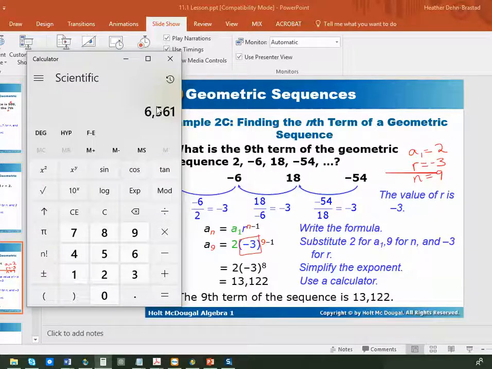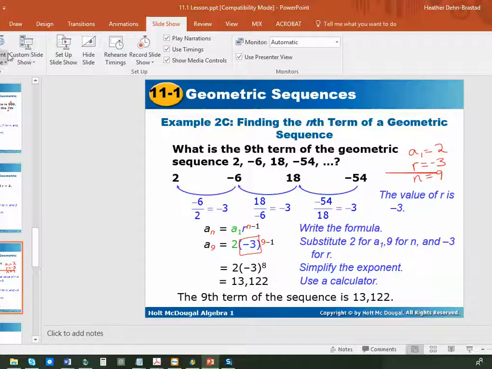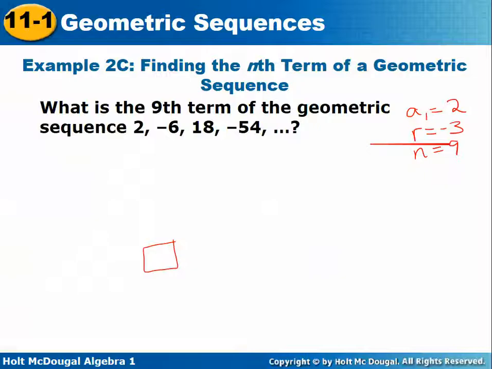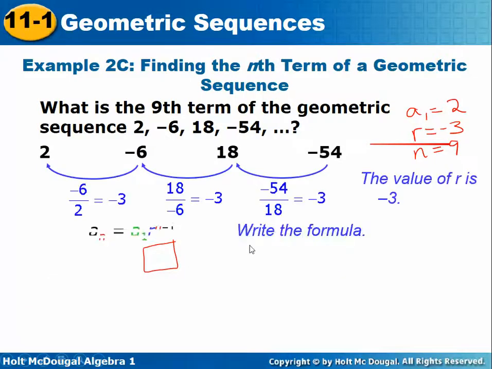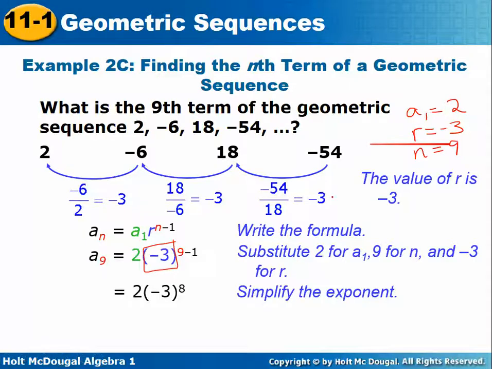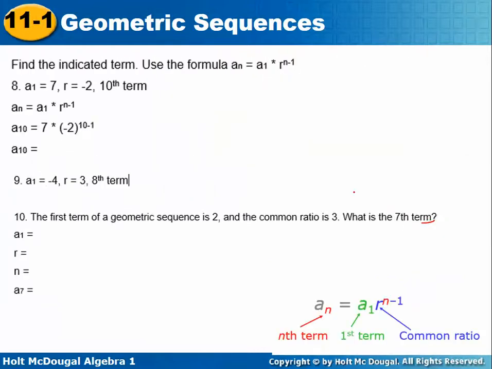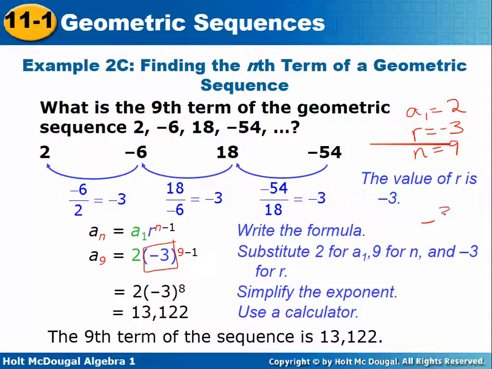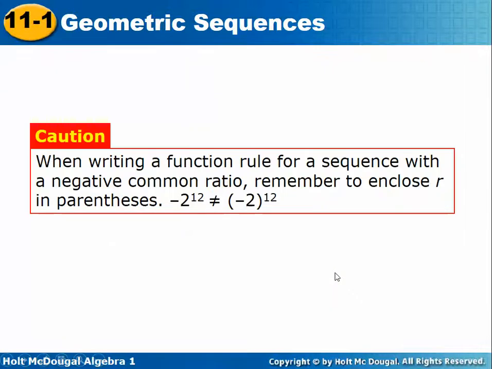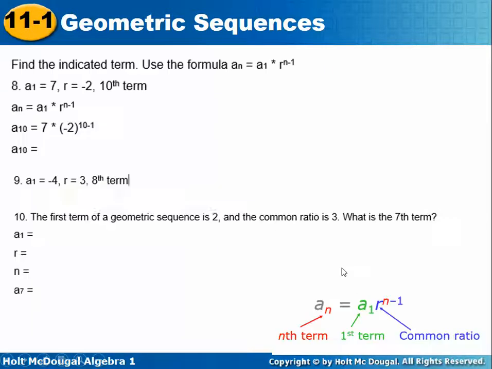My handheld calculator would think, if I didn't put the parentheses around it, my little scientific calculator would think that I meant negative 3 to the 8th, which is negative whatever that number was. It would tell you to take the opposite of it. So put parentheses around it, and then it knows that that will be a positive number. Then you multiply it by 2, and you get 13,122. And here again is a reminder to use the parentheses.